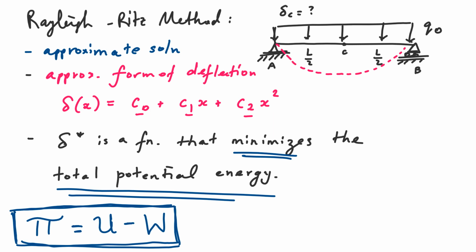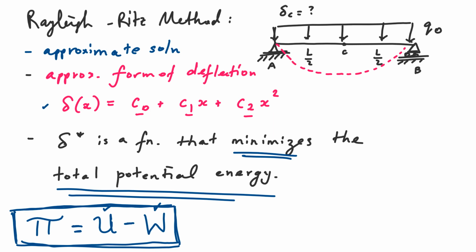So now it's becoming a little more clear what we have to do. We have to find the deflection, first of all. We have to find these constants, C0 to C2. We have to find the strain energy, and then we have to find the work done. And then once we have that, we can find the minimum by taking the simple derivative. So first things first, how do we find these constants?